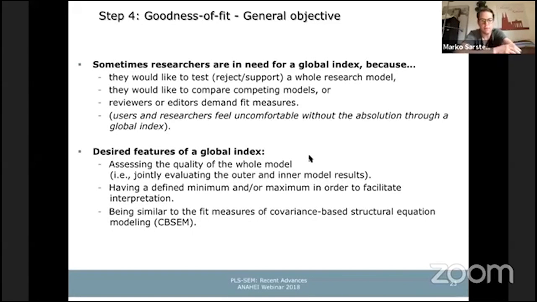So there's actually a need for goodness of fit measures in structural equation modeling, because you want to be able to tell whether you have a good model or a bad model, right? I mean, this is kind of what structural equation modeling, at least partly, is all about. And there's a strong tradition, obviously, in covariance-based structural equation modeling to look into fit measures.